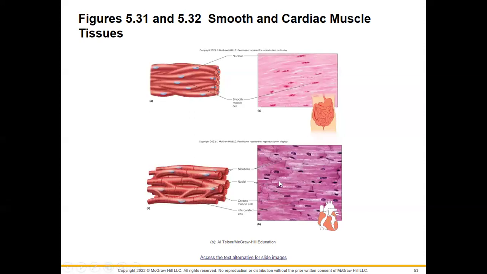So you have striations, right? Little bitty stripes in each of these muscle fibers. And now you can see these little darker lines. The darker lines are the intercalated discs. That is the intercellular junction. So this is one muscle cell. This is another muscle cell, and they're connected at the intercalated disc. So intercalated disc is going to be a huge way to identify cardiac muscle cells.